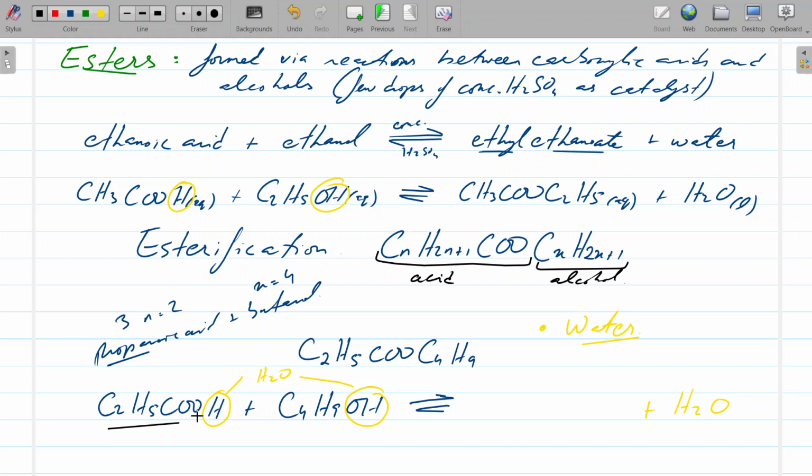So you've got this guy after having the hydrogen from the acid react. And so you've got C2H5C double O, and then you put the alcohol part, which is left after losing the OH. That's C4H9, and you're done. So it's pretty straightforward if you look at it that way.